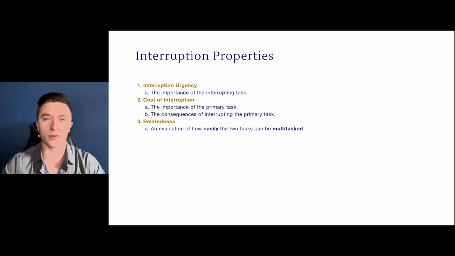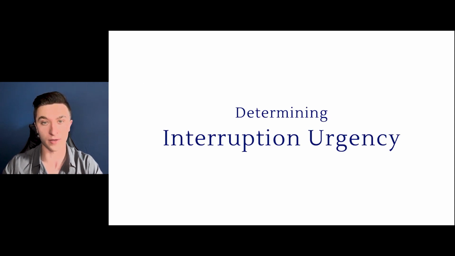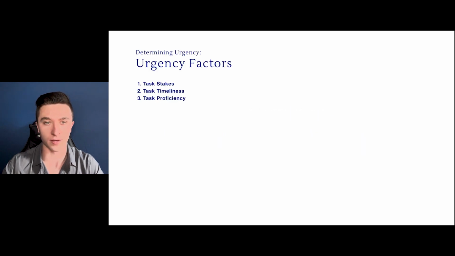So the ultimate goal of identifying these properties is to choose the optimal interruption management strategy, which will allow us to handle interruptions properly and with the minimal risk of clinical error. In this lesson, we're going to learn about how to determine each of these properties. So first up is how to determine interruption urgency. There are three main factors that you need to determine urgency. And these are task stakes, task timeliness, and task proficiency.